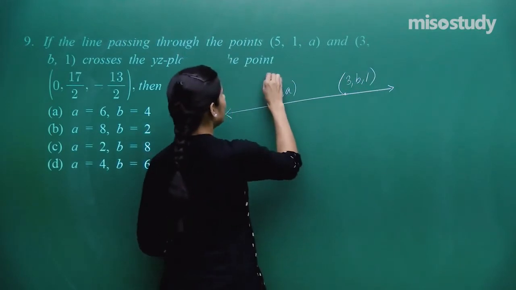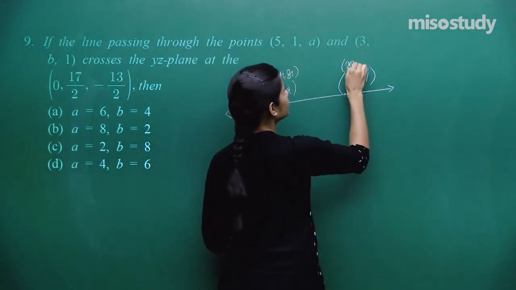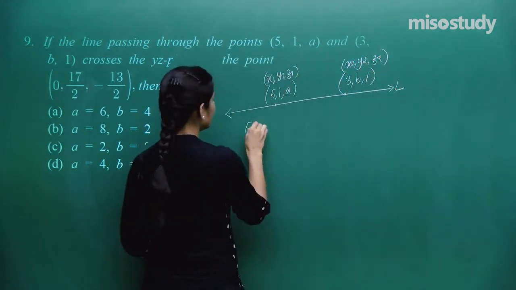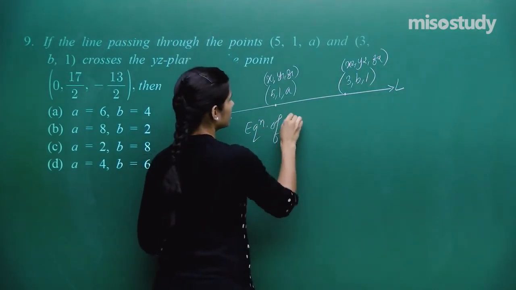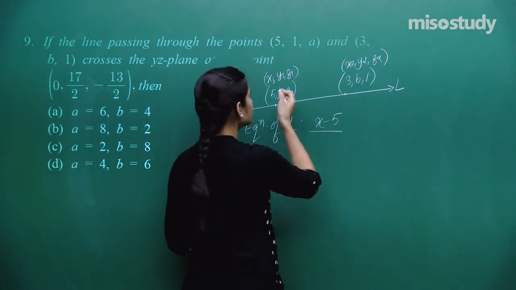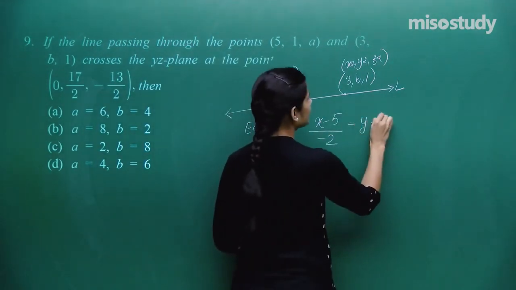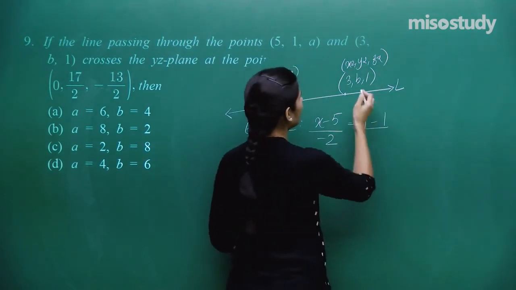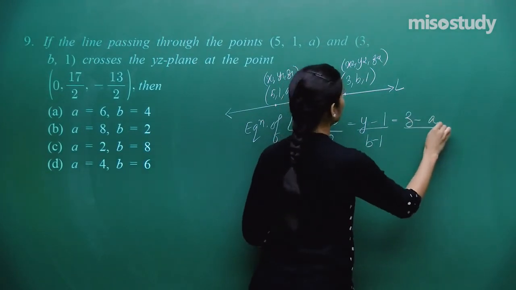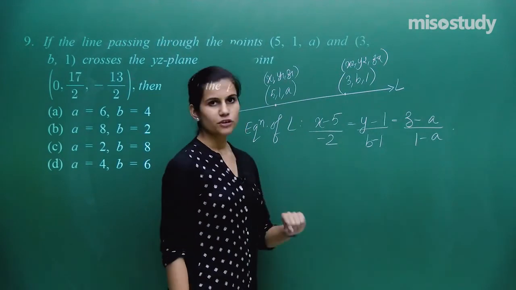Fine. I am taking this as x1, y1, z1 and this as x2, y2, z2. Equation of L: (x minus x1) upon (x2 minus x1) equals (y minus y1) upon (y2 minus y1) equals (z minus z1) upon (z2 minus z1). This is the equation of the line.